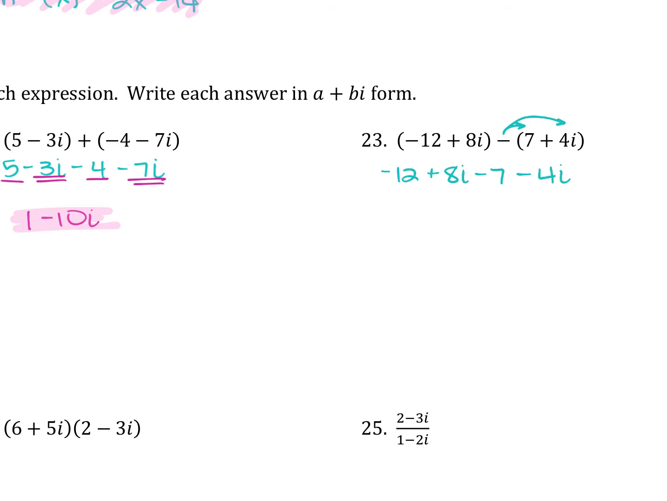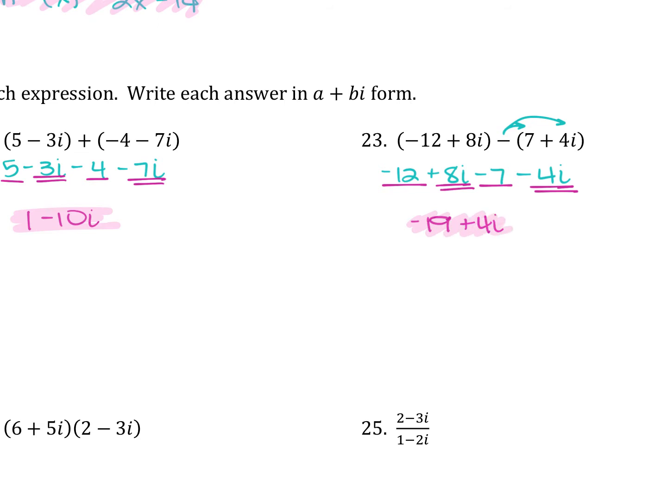So now just combine your like terms like we did on the one before this. You have your negative 12 and your negative 7 that are like terms, which combine to give you negative 19. Then you have 8i minus 4i, which is positive 4i. So it's just negative 19 plus 4i.